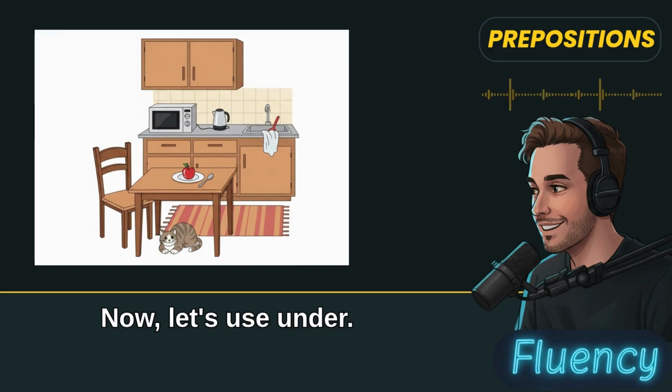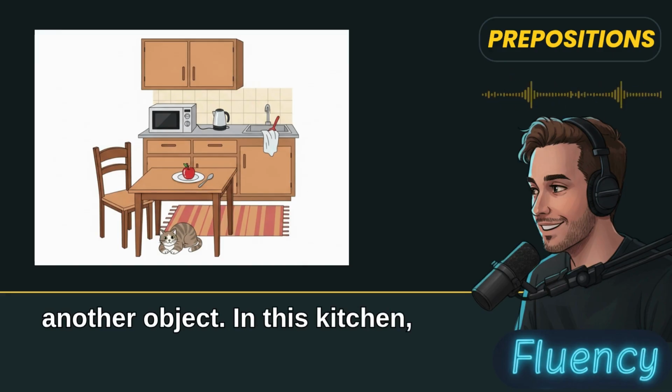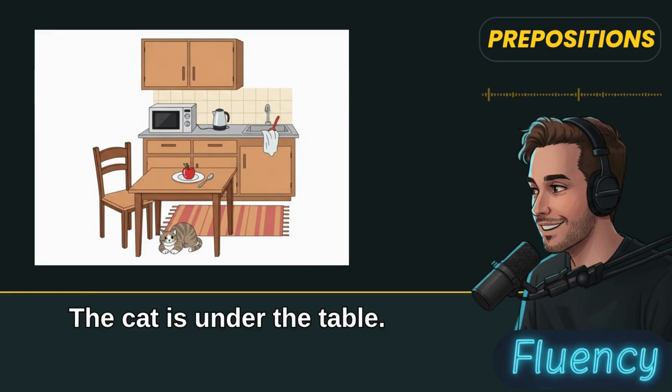Now let's use under. Under means something is below another object. In this kitchen, there is a cat under the table. Repeat. The cat is under the table. It is not next to the table. It is not behind the table. It is clearly under the table.